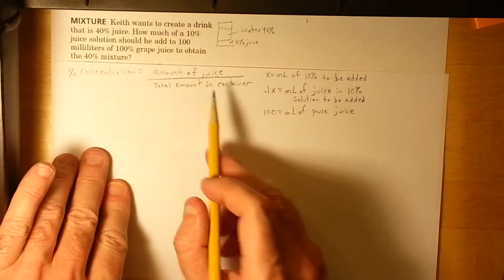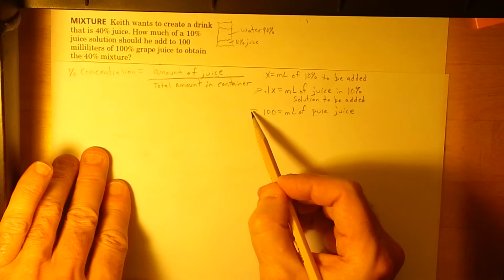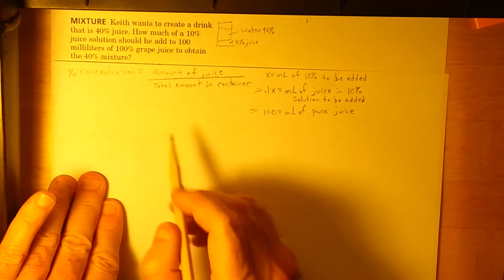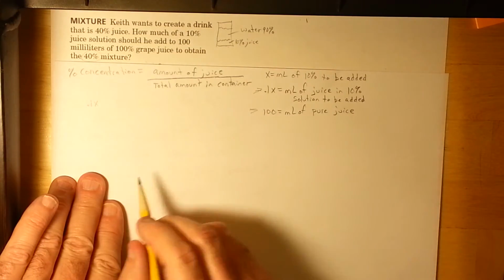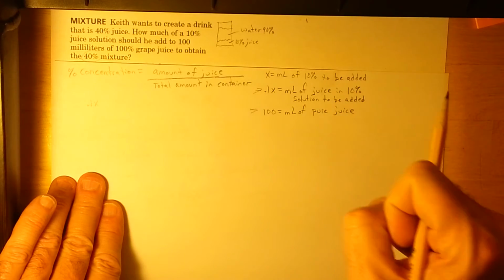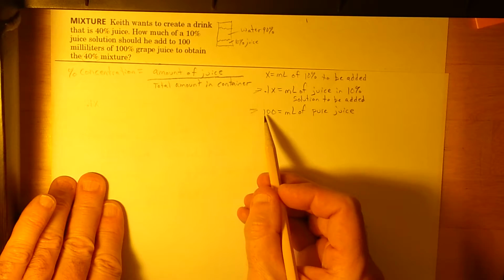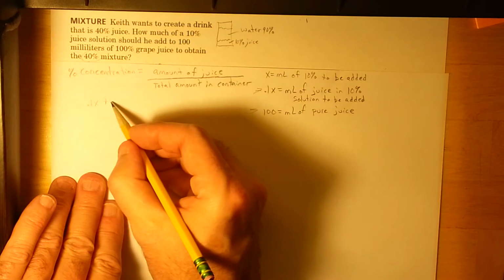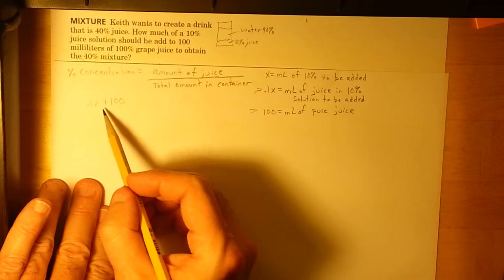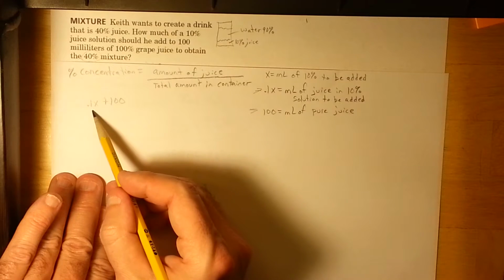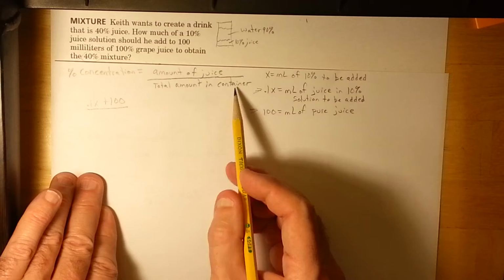How do we get the amount of juice? Well, we're going to look right here, the amount of juice in right here. So 0.1X. Okay, that's what's going to be from what we're adding, right? So we don't know X, how many. All right. Plus, we already started out with 100 milliliters of pure juice. All right. That's going to be the top of our fraction. The bottom is the total amount in the container.